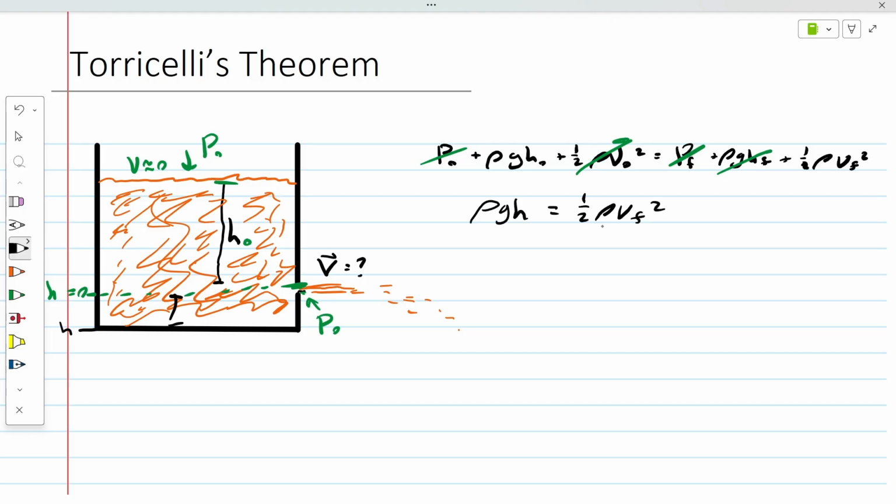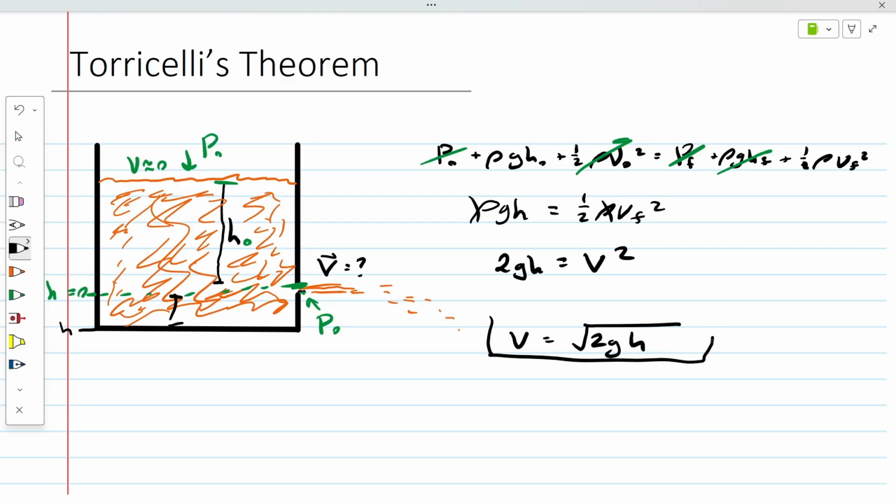squared. And so these densities cancel, and we can multiply by 2 to get 2gh equals this velocity squared. And so the velocity at the small opening is the square root of 2gh, and that will be our equation for velocity. So now all we need is the height of the tank relative to the exit point to find what the velocity of the fluid would be exiting. And we use this energy equation to solve for that.